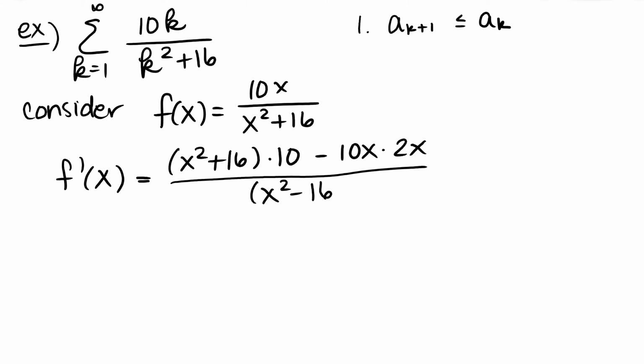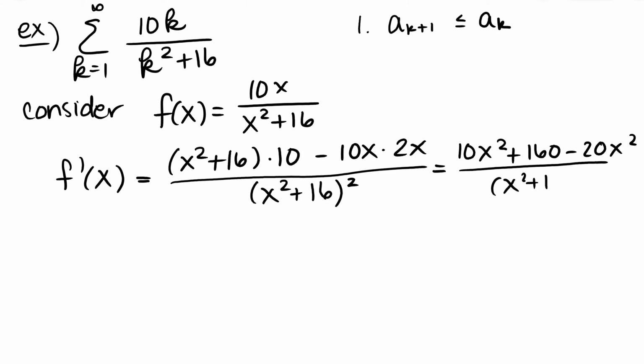I learned down d up minus up d down from like the greatest grad school teacher ever. So if I simplify the top here, looks like I get 10x squared plus 160 minus 20x squared, all over x squared plus 16 quantity squared. So let's just consider the numerator, and the reason I want to just consider the numerator is because the denominator is always positive.